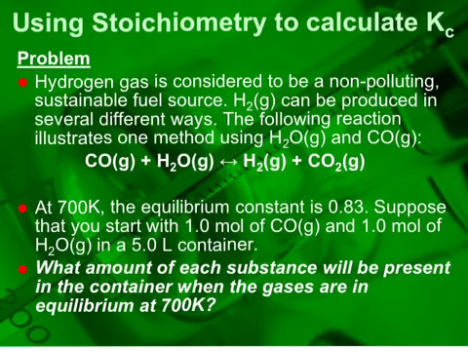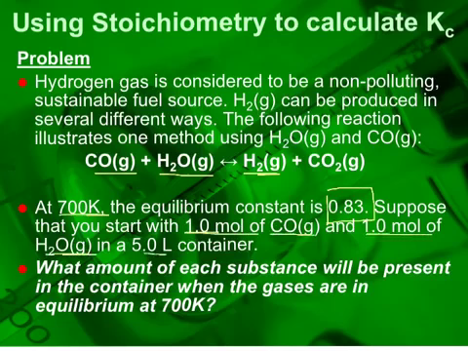So our example deals with the production of hydrogen from carbon monoxide and water. We are told that at equilibrium, the constant is 0.83 at 700 Kelvin, and that we start with 1 mole of CO and 1 mole of water vapor in a 5-liter container. And we're asked to find what amount of each substance will be present at equilibrium.